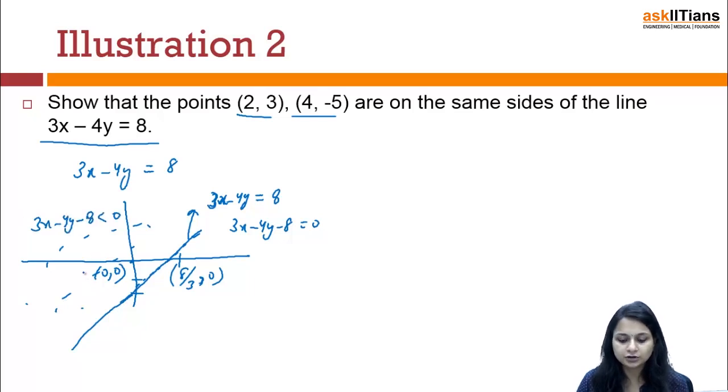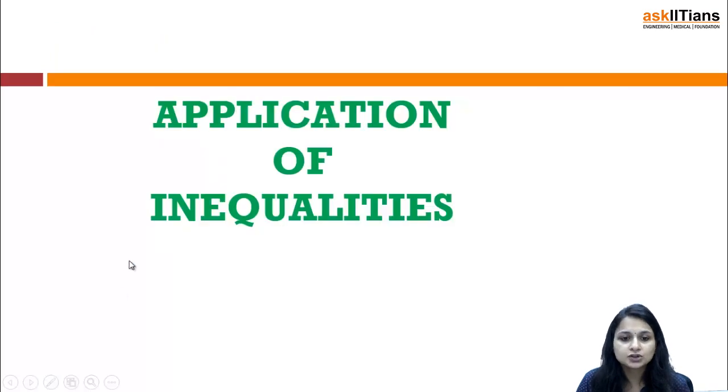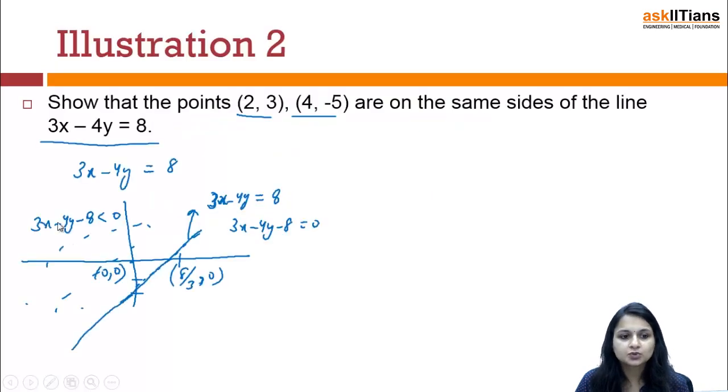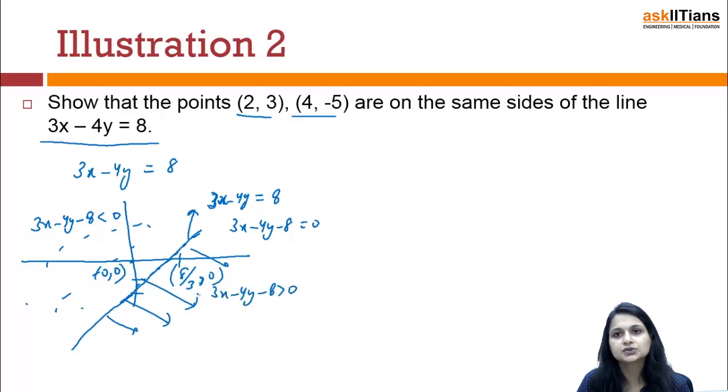This is very important. All the regions above this line will be represented by 3x minus 4y minus 8 less than 0, because one point itself was giving you negative, so the whole region would be negative. And the region here would be positive. So this portion would be represented by 3x minus 4y minus 8 greater than 0.